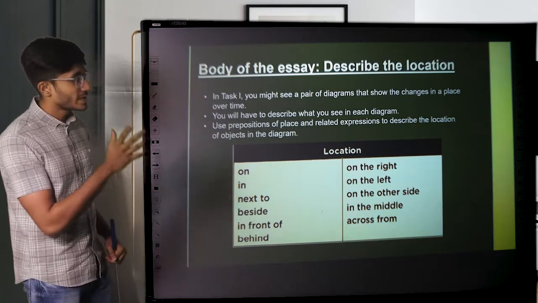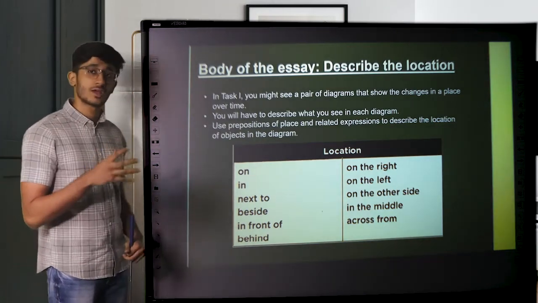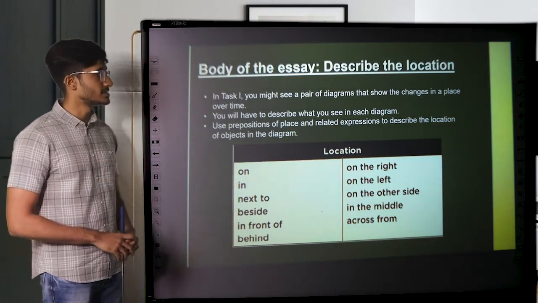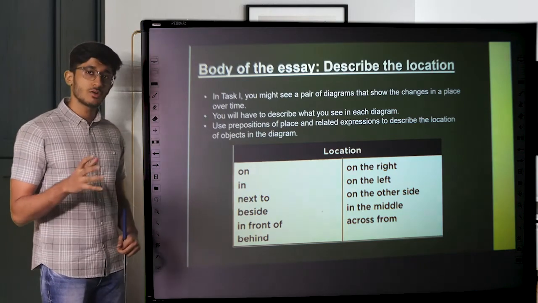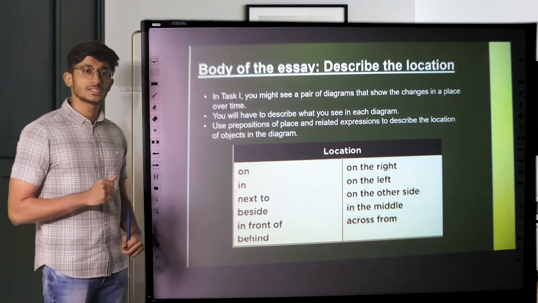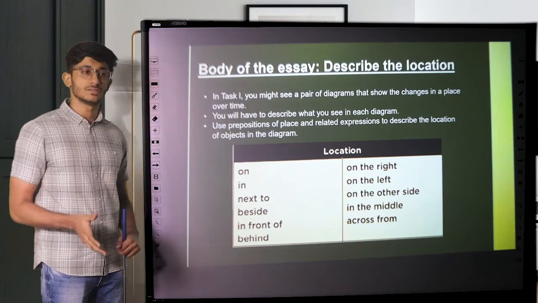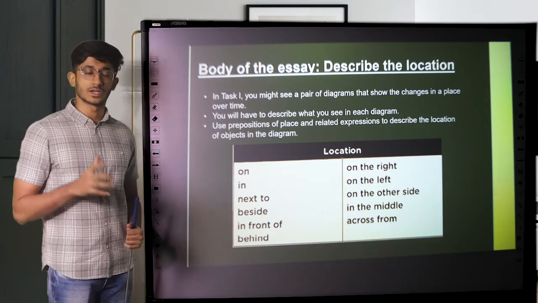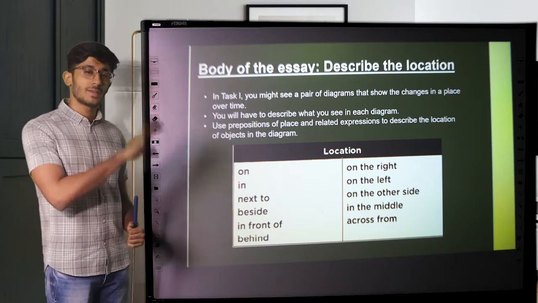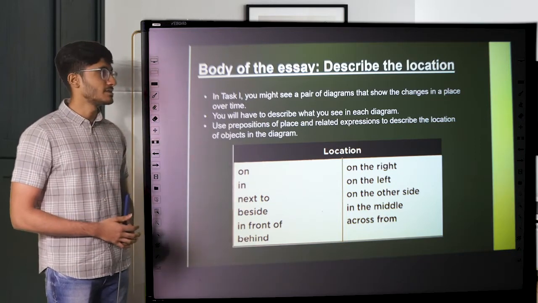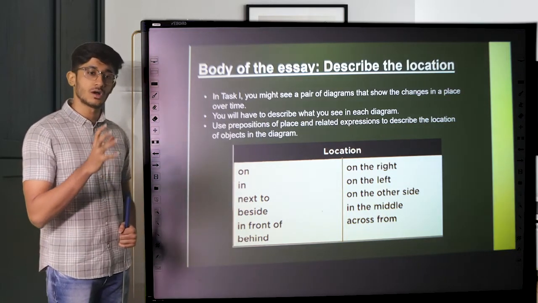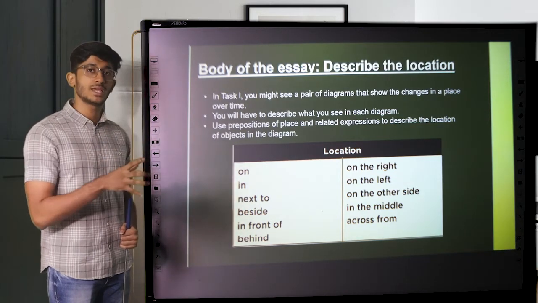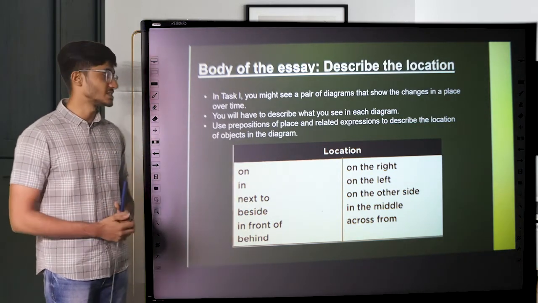So now we come to the third element, which is describing the location of particular things. In task 1, you might also see a pair of diagrams that shows changes to a certain place. This is the second type of process diagram that I have talked about, where they're going to give you two snapshots, past and present, of a particular place which has gone through some changes.